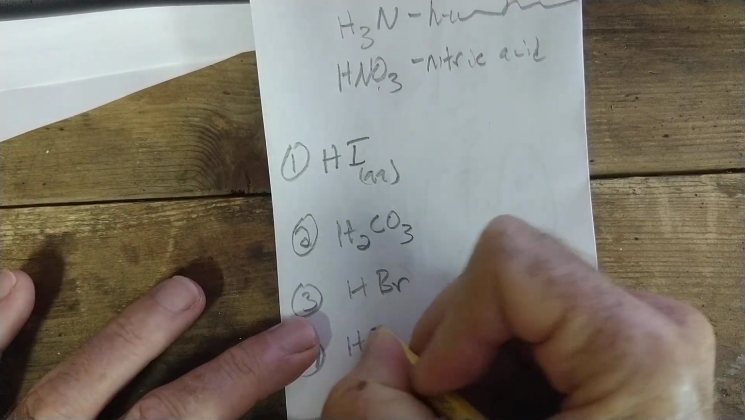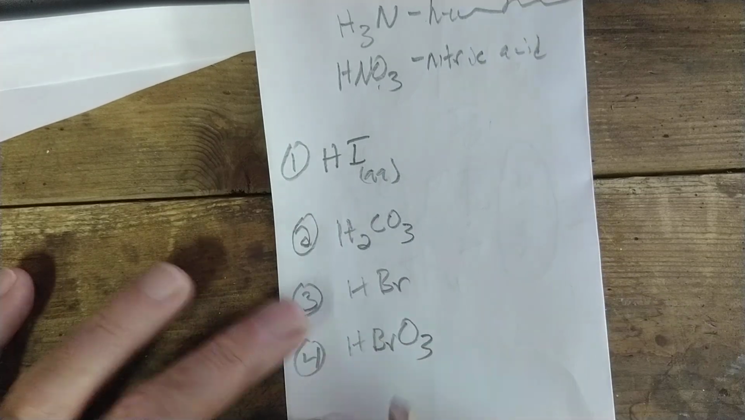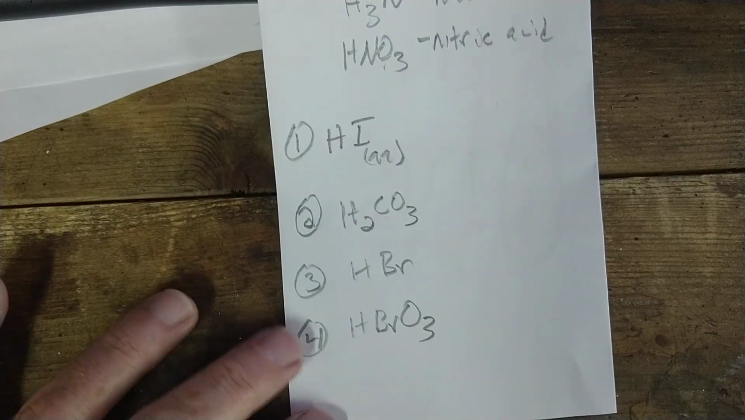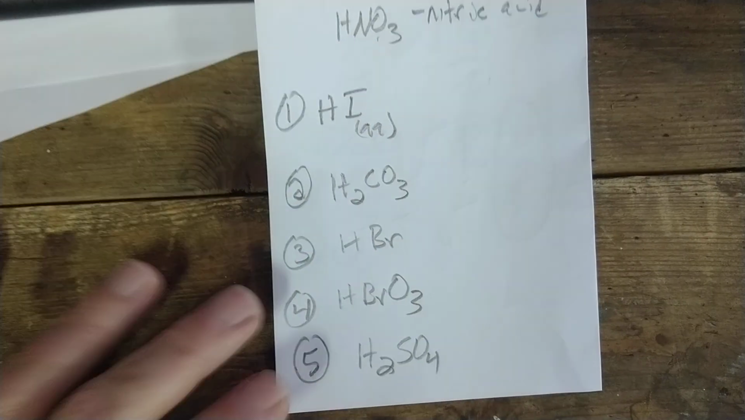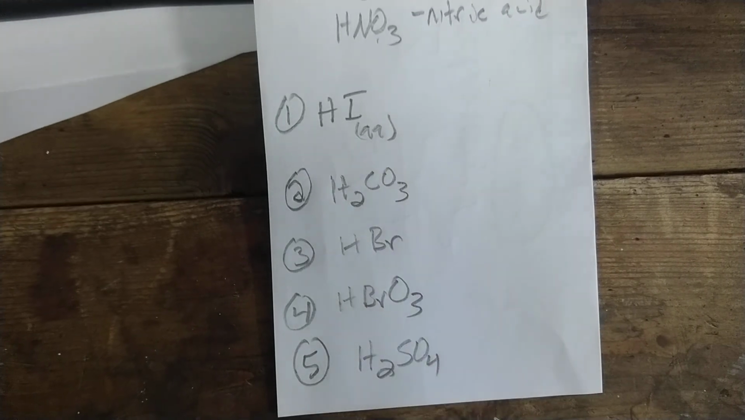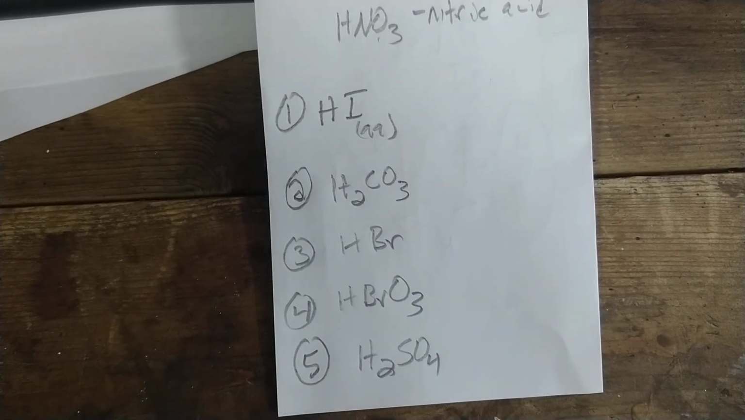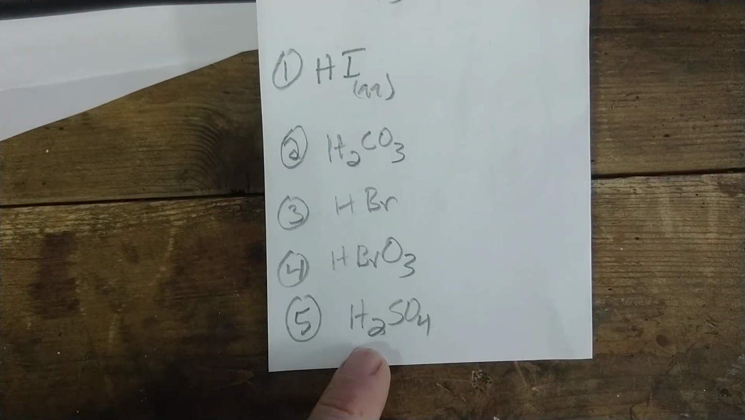Number 4. What's the name of HBrO3? That's right. Bromic acid. Let's do one more. And the last question, what is the name of H2SO4?